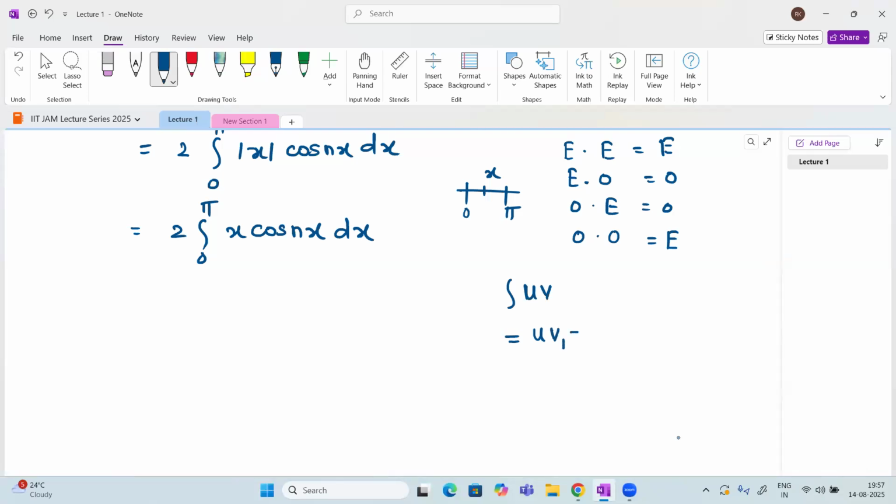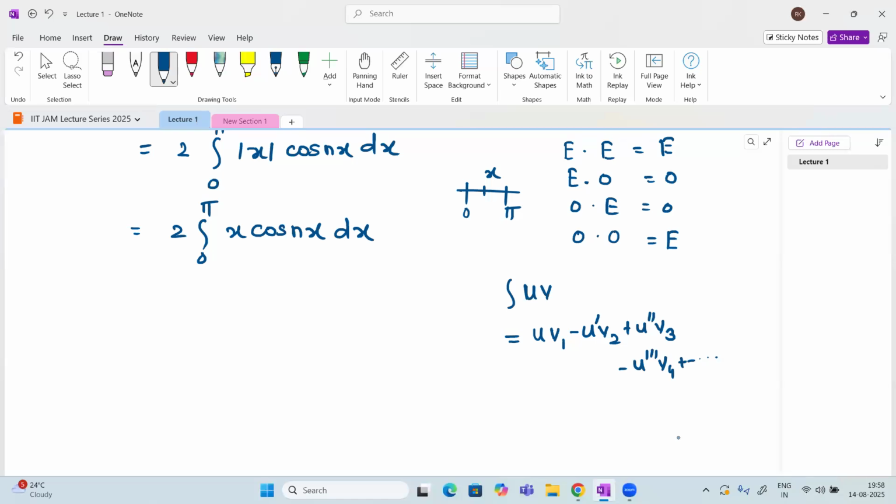Okay, I will tell you the more general formula: U V1 minus U dash V2 plus U double dash V3 minus U triple dash V4. In that way you should go. And where do we need to stop? When you get the derivative 0, we terminate the process. Understood? Yes, sir. When we get derivative 0, we terminate the process.